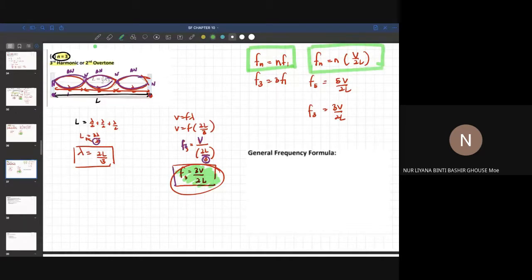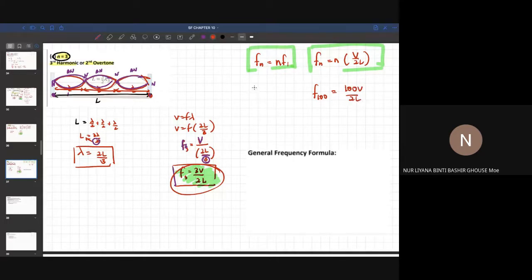Sometimes korang jangan salin dulu, korang fahamkan dahulu. Sometimes soalan boleh minta, calculate the frequency of the 100 harmonic. So maksudnya N kita 100. Adakah kita nak lukis semua 100 lengkuk itu? Tak nak, penat. So N ini kita akan masukkan dengan 100. So automatically kita dapat frequency of the 100 harmonic adalah 100V over 2L.